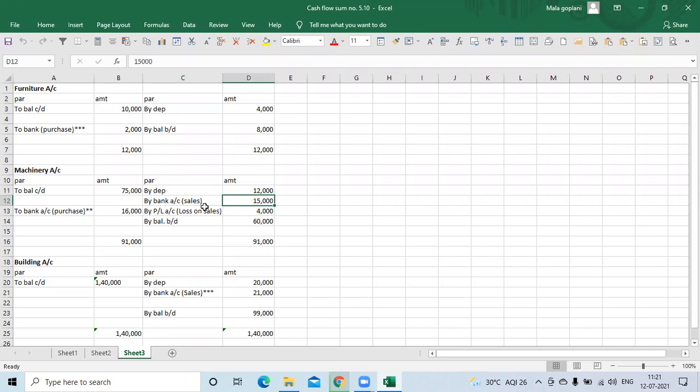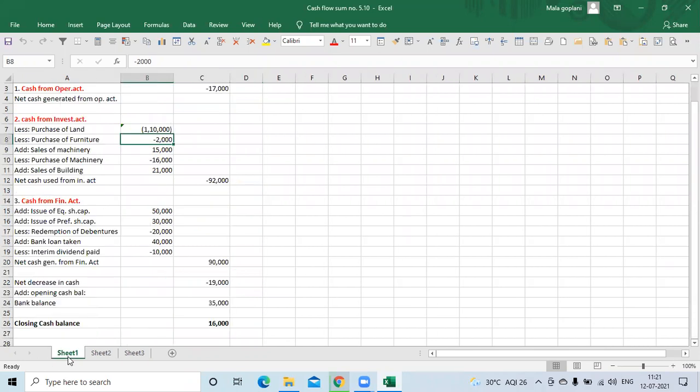Sales is of 15,000. Look here, in the ledger account, 15,000 rupees sales. So go to your main format, investing activity. Add sales of machinery 15,000. Add means without bracket. Is that very clear? Yes, ma'am.